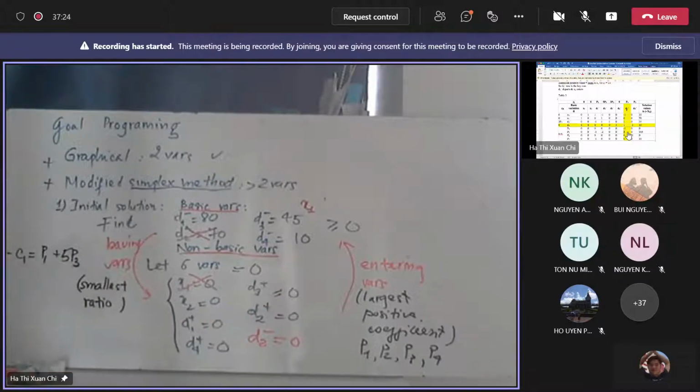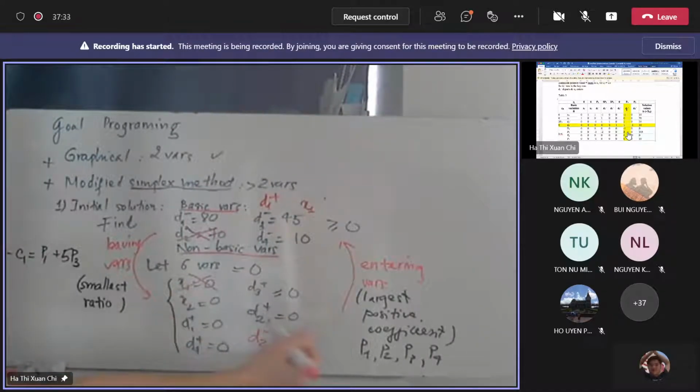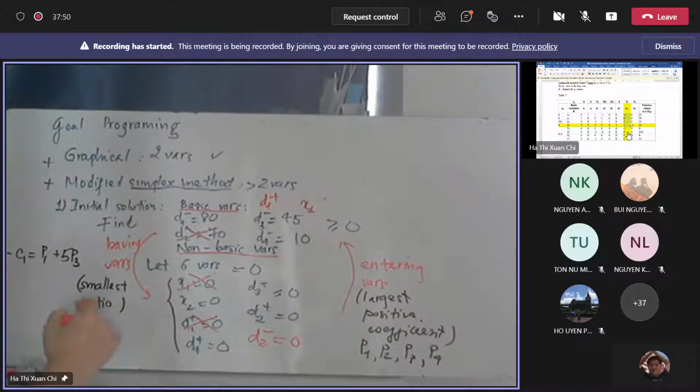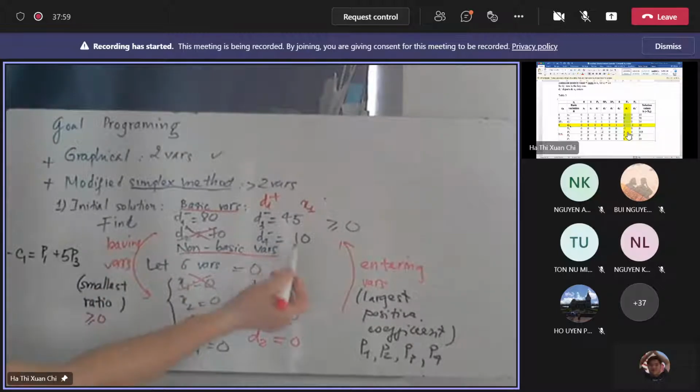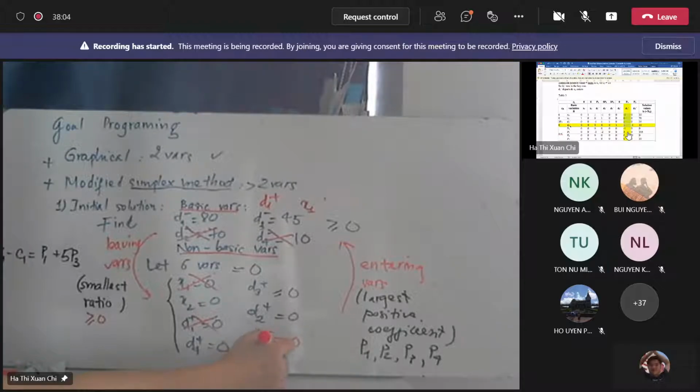Entering. Right now, D1 minus is entering. So D1 minus is entering the basic. So here is D1 minus. So for D2 take this. We divide for this column. Which one is the smallest? 10. We just consider small ratio greater than 0, everyone. So D4 minus should be leaving. So here D4 minus leaving will be in here D4 to 0.